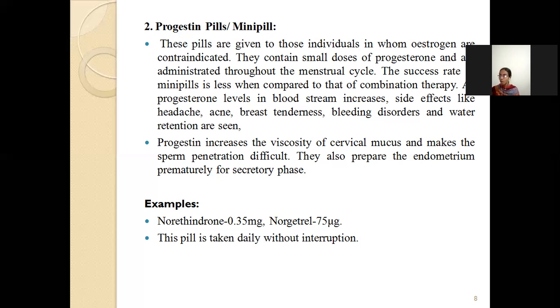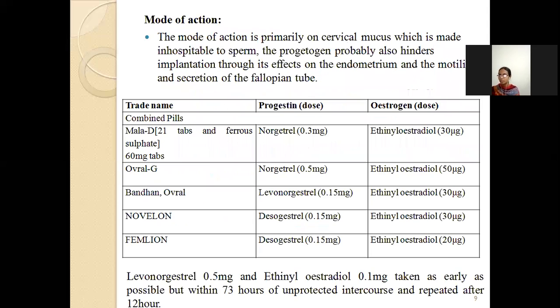So how it will work is, it will stop the sperm fermentation in the body. But this drug should be taken throughout the menstrual cycle without stopping. So this is about the mini pill or progesterone pills. The mode of action is primarily on the cervical mucus, which is made inhospitable to sperm. So the main role is to stop the penetration of the sperm in the body.